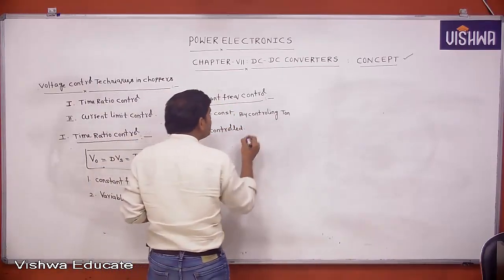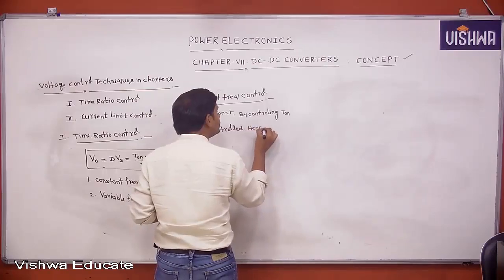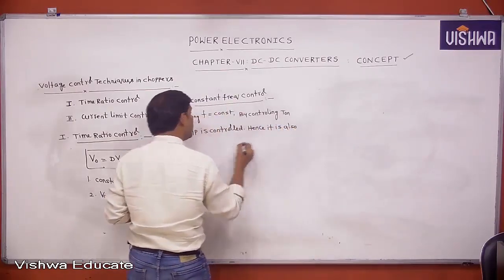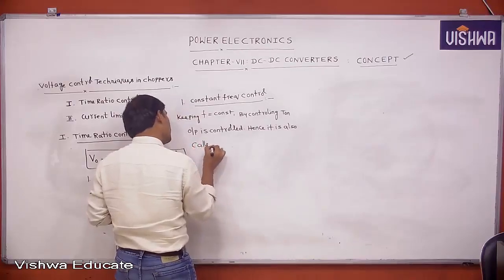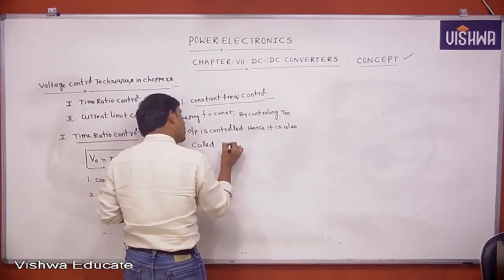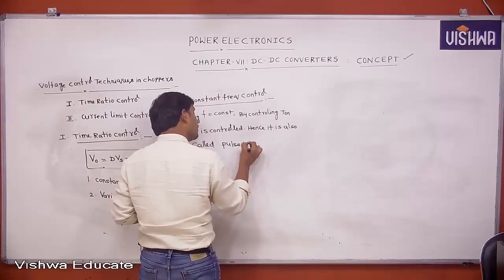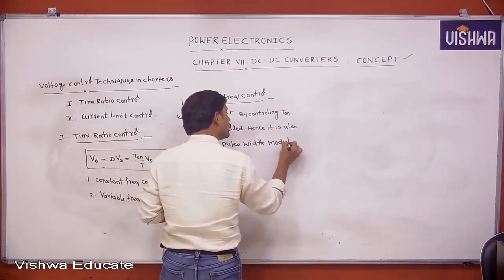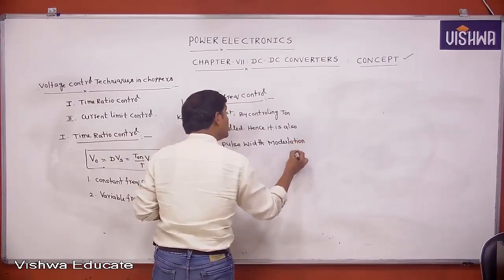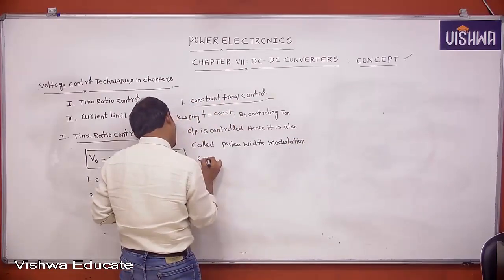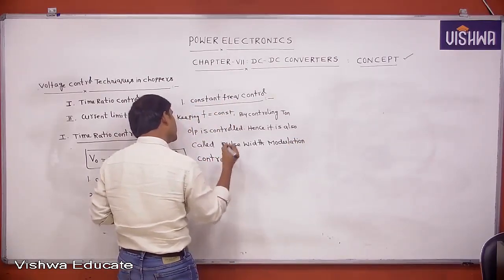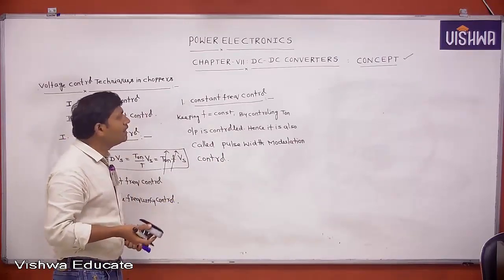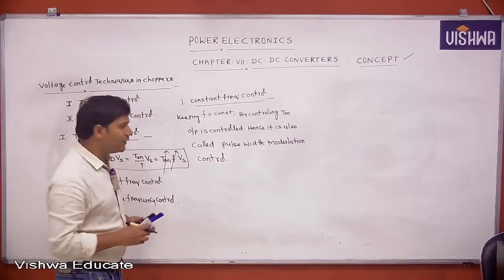Hence it is also called pulse width modulation technique. Why is it called pulse width modulation control? T on is nothing but a pulse width. By controlling T on, we are controlling output voltage. That's the reason why it is called pulse width modulation.